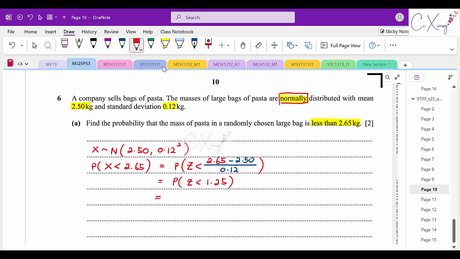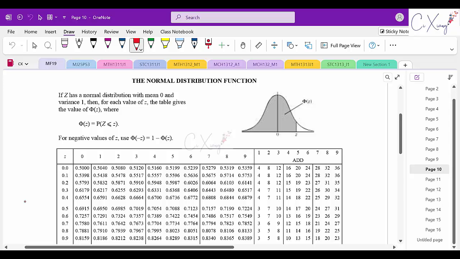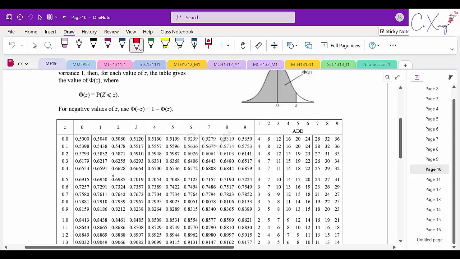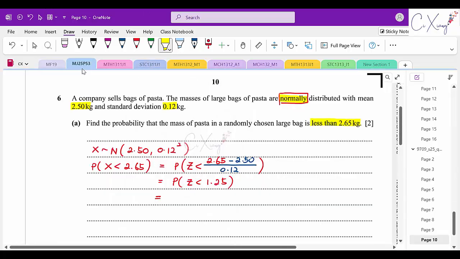Okay, what is the value that I get now when I simplify? I get 1.25. To get the area of Z smaller than 1.25, just use the MF19 to help us. Looking for 1.25, this one is 8944. Right, 1.25, this is 8944. Then the answer is 0.8944. For me, I will change it to 3 significant figures, where it will become 0.894.